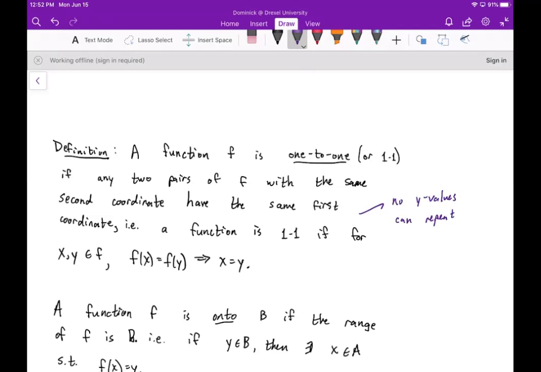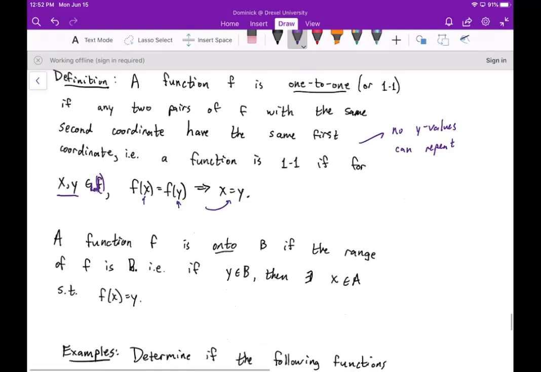Right? Now, another way you can think of this, and this is usually how we go about proving it, is that a function is one-to-one if for any x and y in your domain, so let's say domain of f, right? Then evaluating the function at both of these values, if they are equal, that implies that the inputs would have to have been equal, right? And we'll do a couple of examples of that.